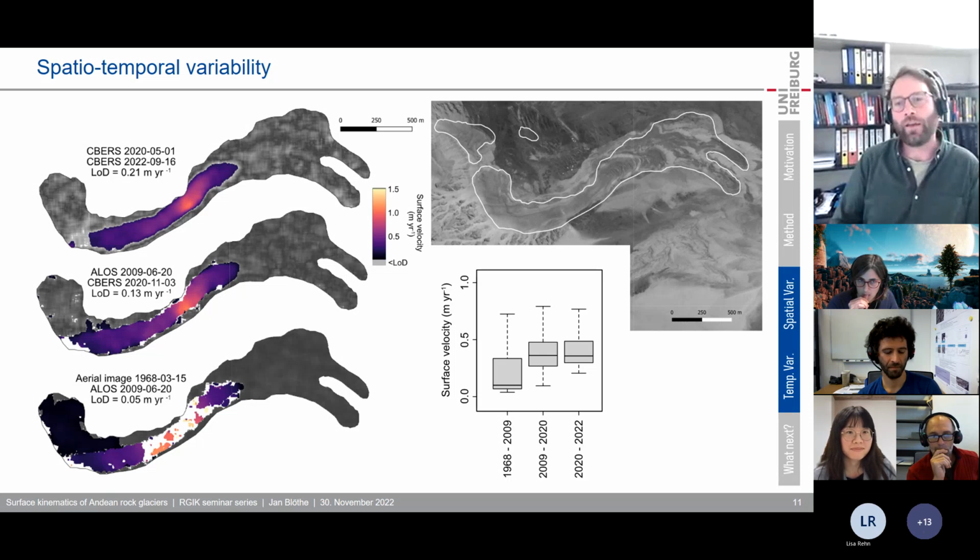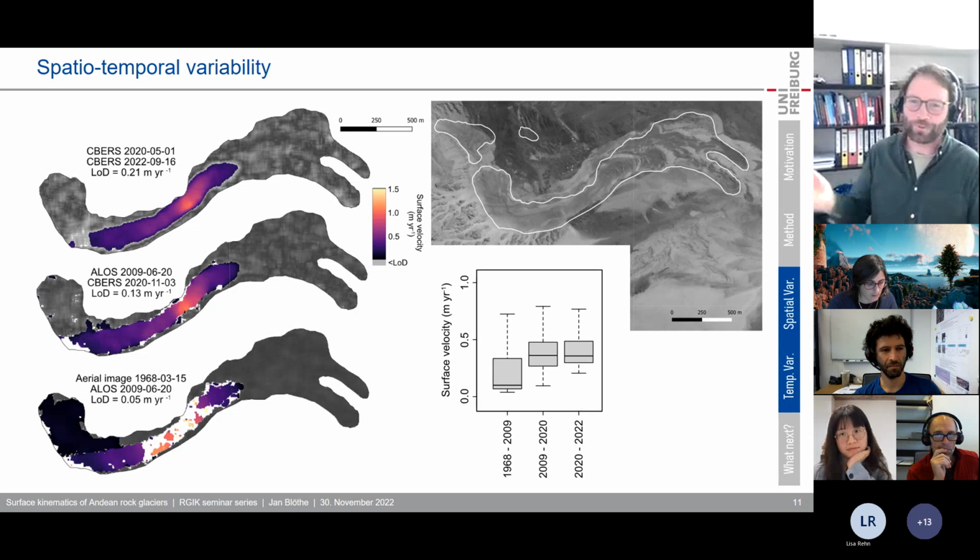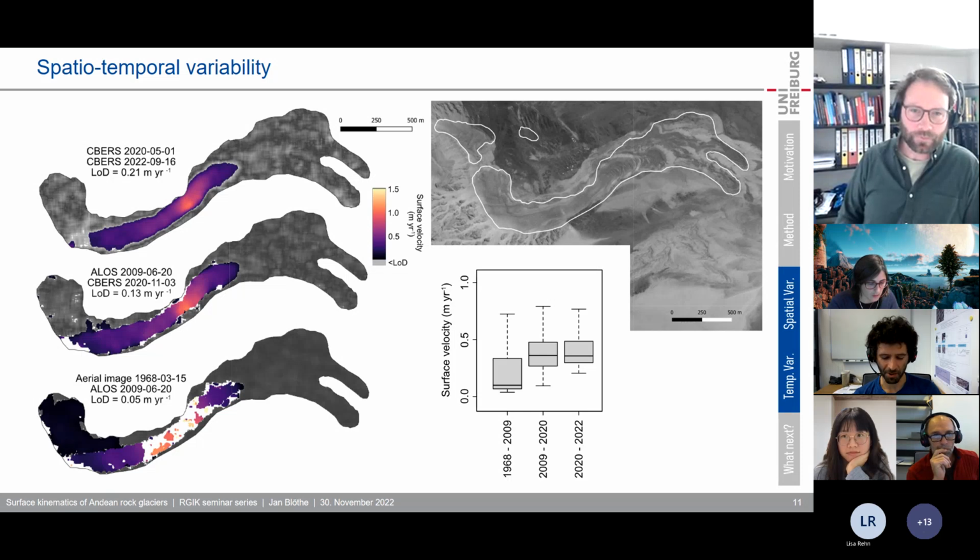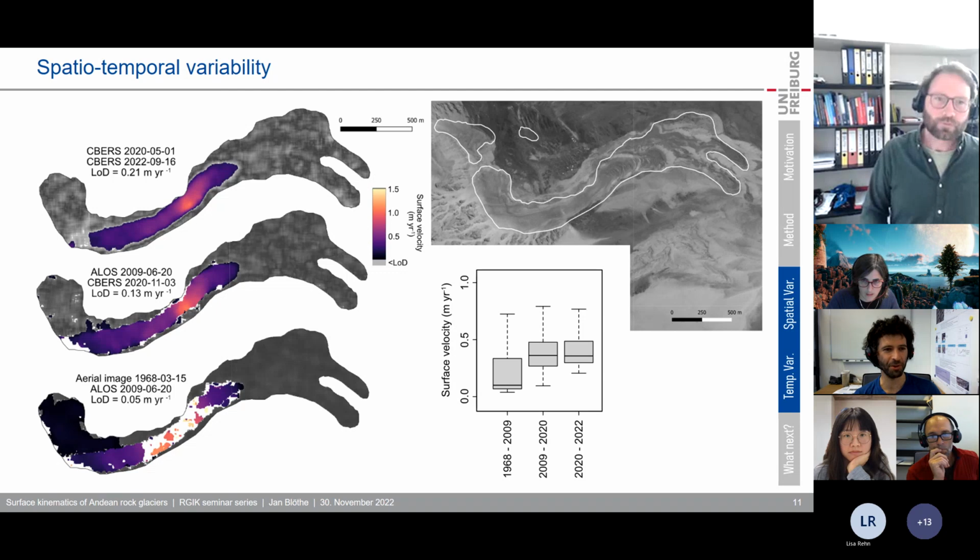And that is why I ended up with this manual tracking. Especially in those parts where you have thermokarst, your surface changes completely, and then automated tracking is really difficult. Yeah, just a quick comment back to the hillshade versus orthophoto.